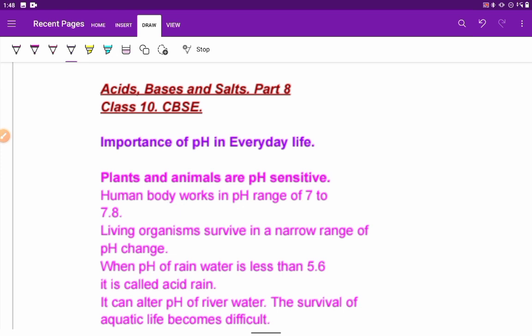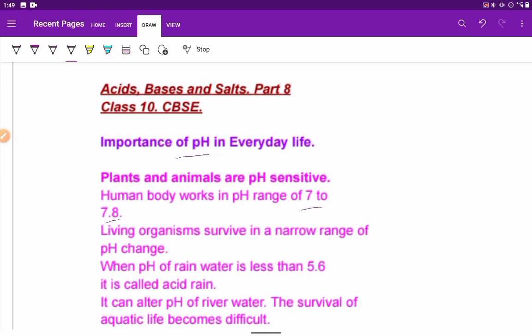But at the same time, very low pH can lead to acidic conditions, which can cause stomach acidity, discomfort, and various problems in the body. So we find that there is a definite importance of pH in everyday life. Plants and animals are very pH sensitive. Our body works in the pH range of 7 to 7.8. And all the living organisms survive in a very narrow range of pH change.